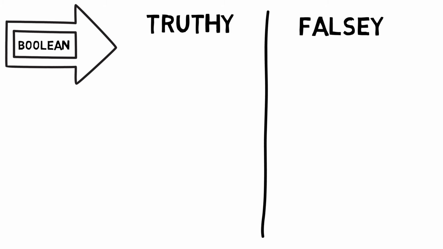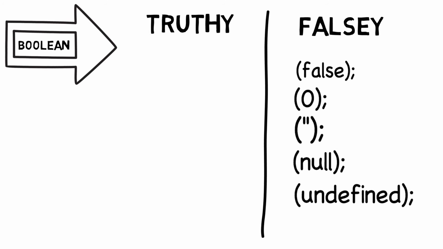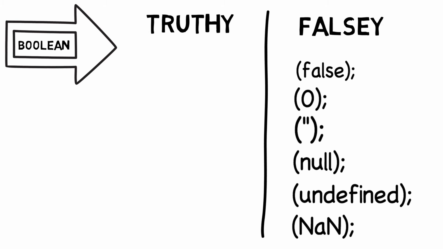Let's start off with falsy values. False, by itself, is a falsy value. 0, an empty string, null, undefined, and not a number are all falsy values. What these falsy values mean is that we choose the path that steps over the code block. We don't look inside of it.